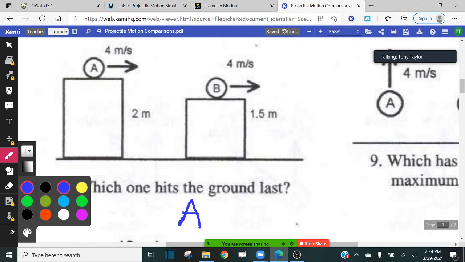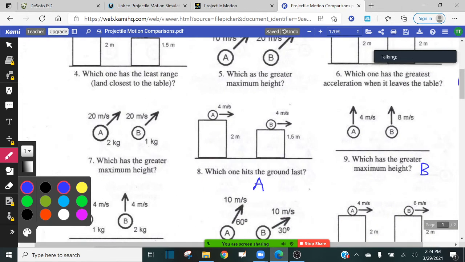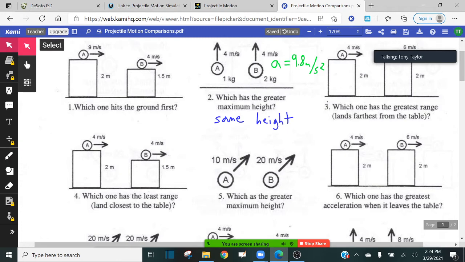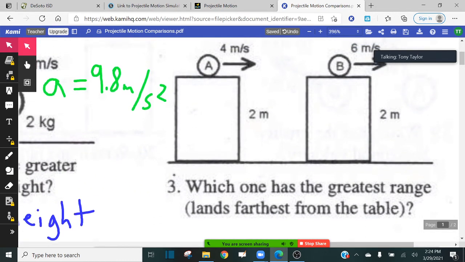Let's look at some more. Look at number 3. This one should be easy. Which one has the greatest range, ball A or ball B? Notice they're both launched from the same height, but ball B has a greater speed than ball A. So which one is going to go the furthest? Which one has the greatest range, A or B? What do y'all think on this one?